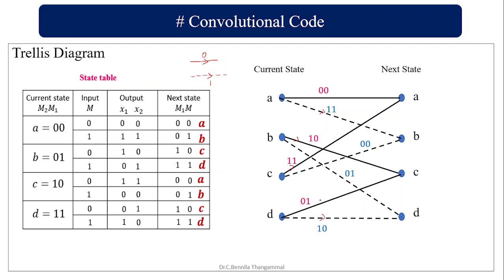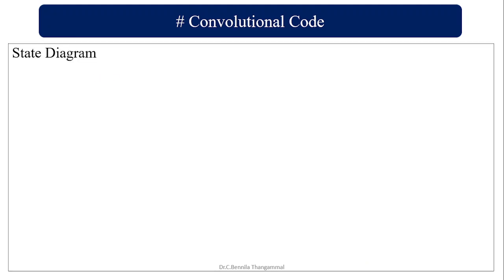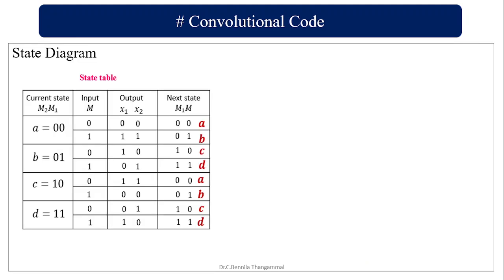So this is about your trellis diagram here. I hope you have understood this trellis diagram. Now we'll see the state diagram. Similar to the trellis diagram, I'll take the four states here, A, B, C, D. However you place your states, your diagram gets different, but the concept is going to be the same. So here also I'll be using a solid line for input 0 and a dash line for input 1. So here for input 0, from A it goes to A.